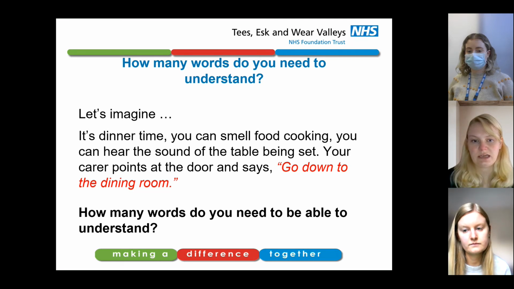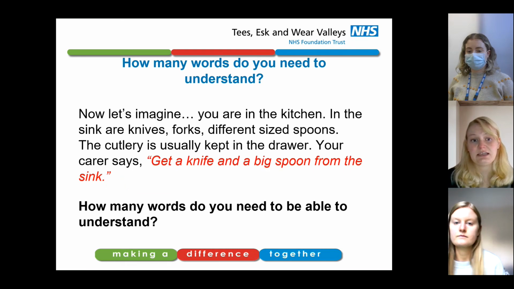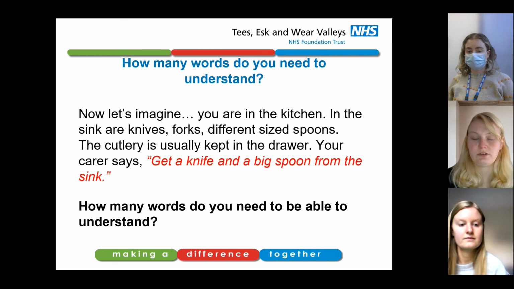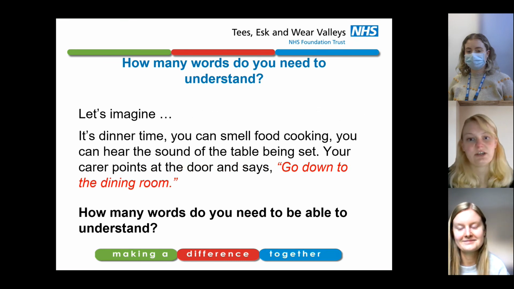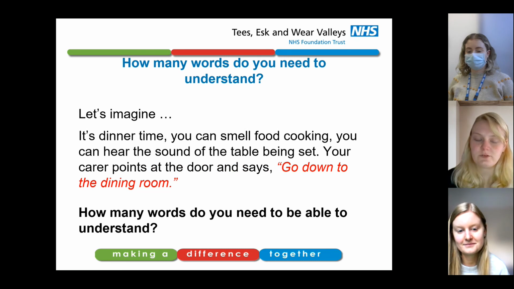Just have a read over it again. And how many words does that person need to understand in order to follow that instruction? The answer is actually none. There's lots of other environmental cues that the person can pick up on. So they might be feeling hungry. So they might think, oh, it must be coming up to dinner time. So it's an internal feeling of hunger.